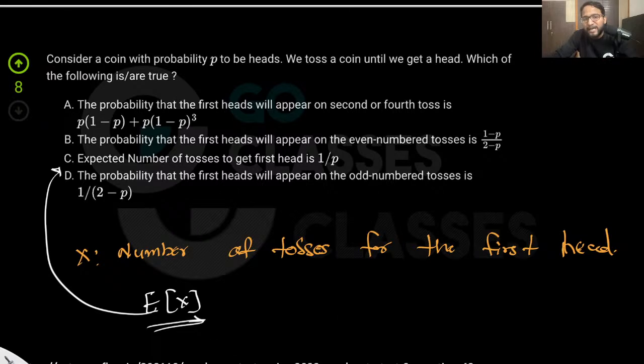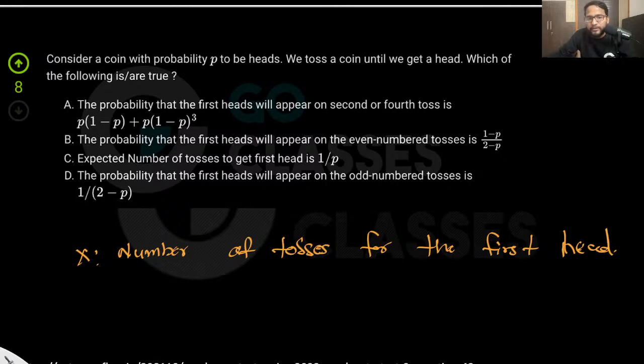Okay. So X is a random variable which is the number of tosses for the first head. Now they're saying expected number of tosses for the first head. This is a very nice question. That's what they're asking, right? Easy one. So what you need to do is check the expected number of tosses for the head to come.